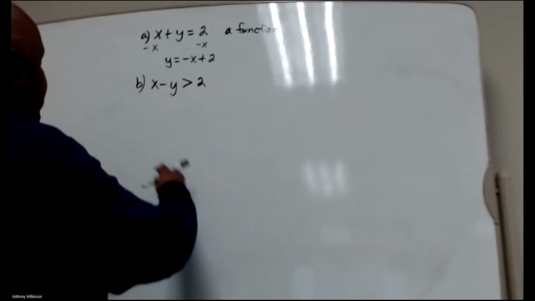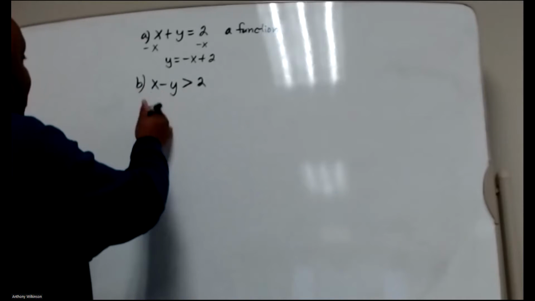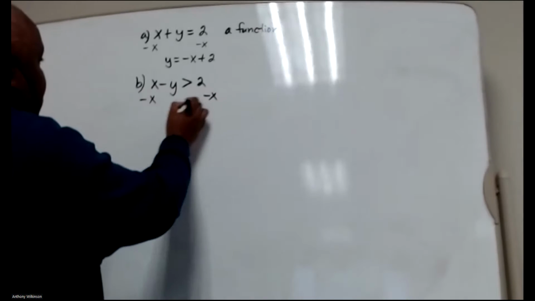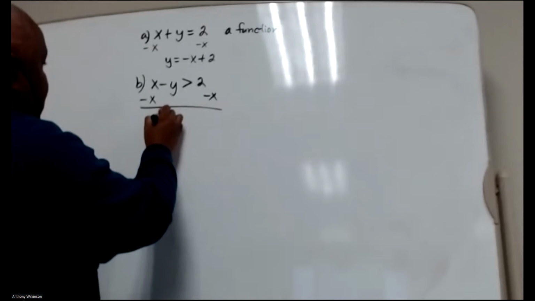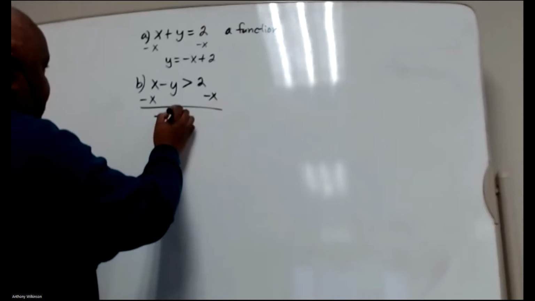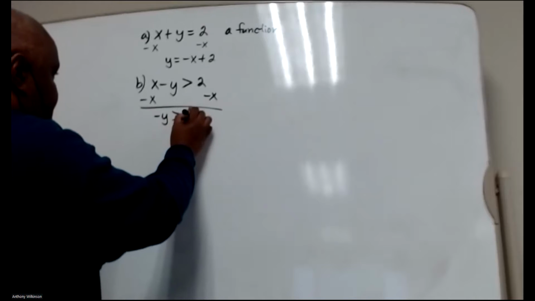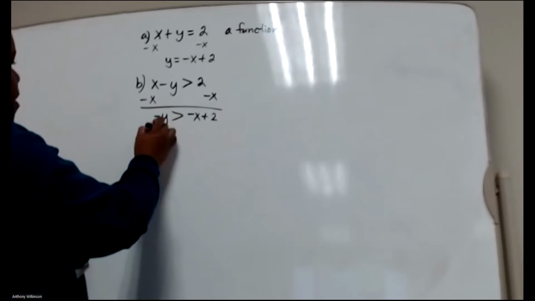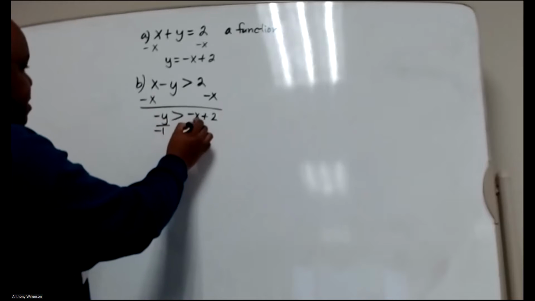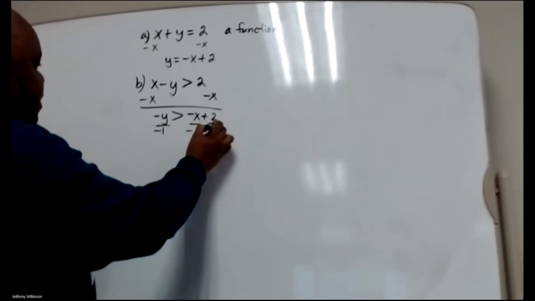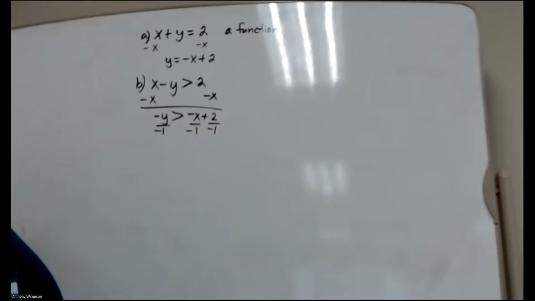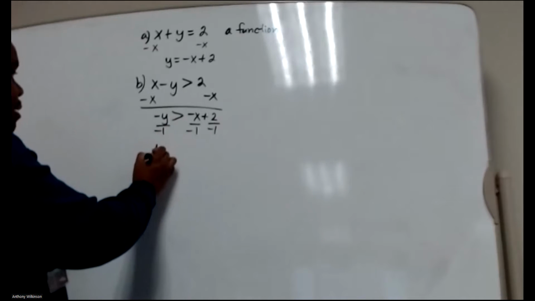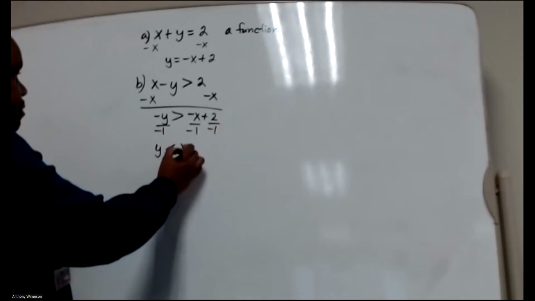And by the way, if you were to solve this inequality to get y by itself, this is what you'll have. Negative y is greater than, let's say, negative x plus 2. And this goes back to the days of algebra: when you divide by a negative, the inequality symbol changes from greater than to less than.